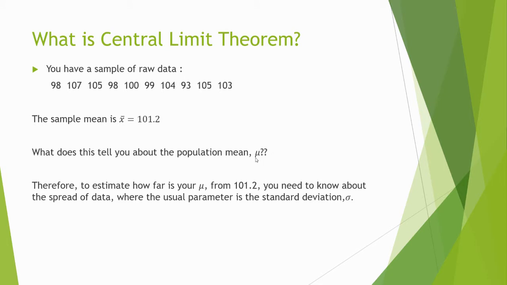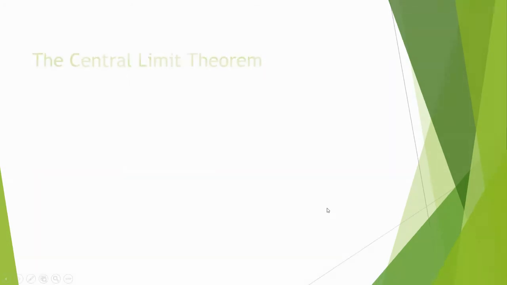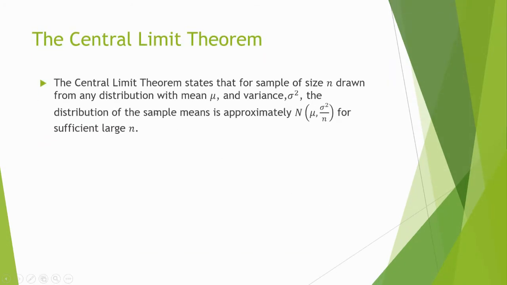to know about the spread of the data. Remember how we look at the spread of data? We look at the usual parameter, the standard deviation. So the central limit theorem states that for a sample of size n drawn from any distribution, how many distributions have you learned? Normal distribution, Poisson distribution, what else? Binomial distribution. With mean mu and variance sigma squared, the distribution of the sample means is approximately given by this.